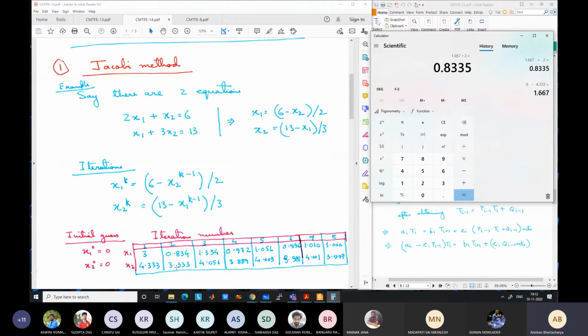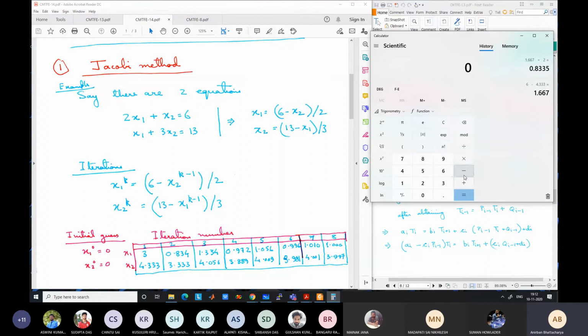Similarly, for this one, 13 minus x1 of the first iteration. The first iteration was 3, so 13 minus 3 is 10, and 10 by 3 is 3.333. This is after the second iteration. After this, we have to check what the change is. We see that the change is huge, from 3 to 0.834. Relative change is 3 minus 0.834 divided by 0.834. Similarly, in this case also we can check the change. Quite a large change has occurred compared to the previous value.